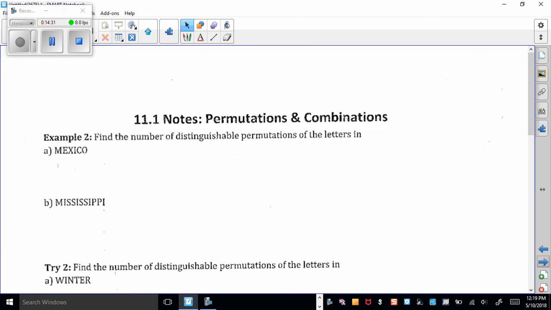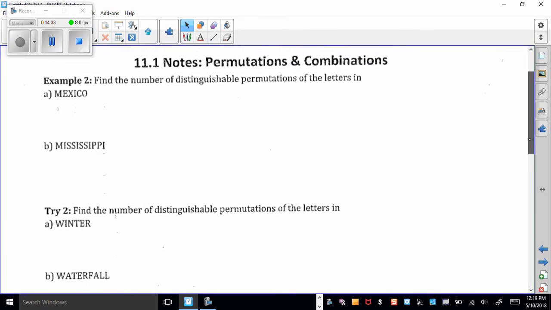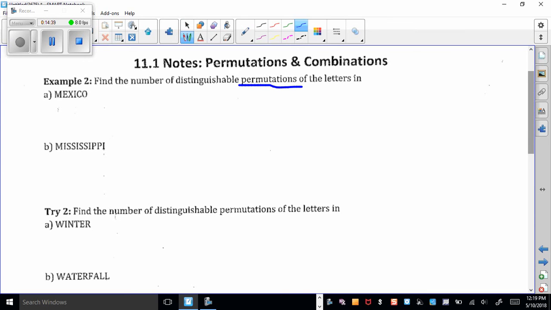Now we're looking at words. If you rearrange the letters, it's going to be a different word. So order matters. This would be a permutation because order matters. Well, how many letters do we have here?